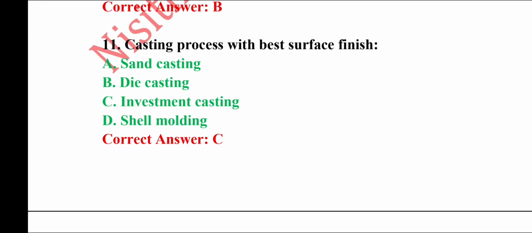The question number 11 is the casting process with best surface finish. The options are sand casting, die casting, investment casting or shell molding. The correct answer is C, investment casting.